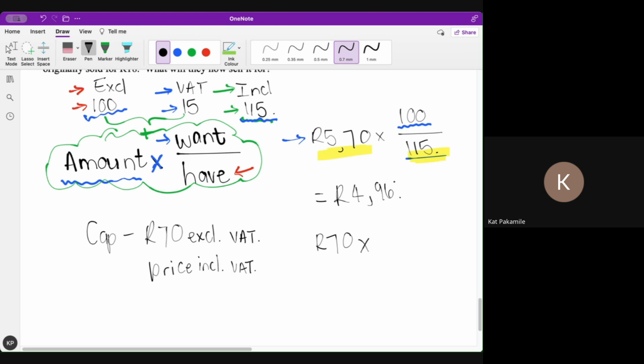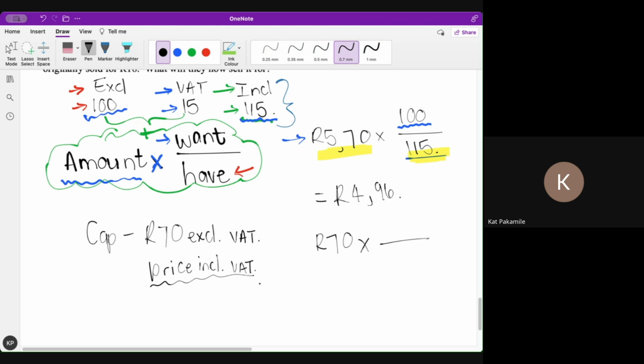Excluding. Great. So, times, you said I want the price including VAT. Which of these am I going to use? Which of the 3 percentages am I going to use? I'm talking about this table over here, guys. This one.